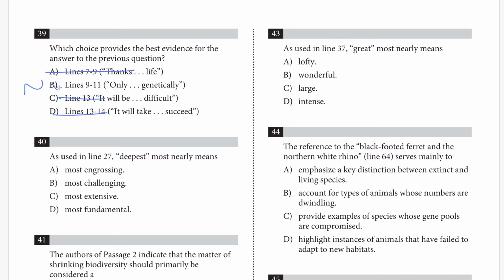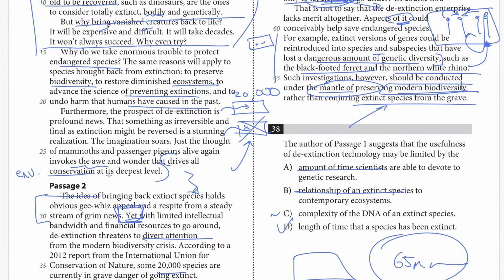Remember, you need to use the process of elimination. It's very important for you to understand and get the highest score this way. Okay, as used in line 27, deepest, most, nearly means. Let's go to line 27. And remember, the way you solve this is you need to, even without looking at the answers, understand what's going on. So let's see what this is talking about.